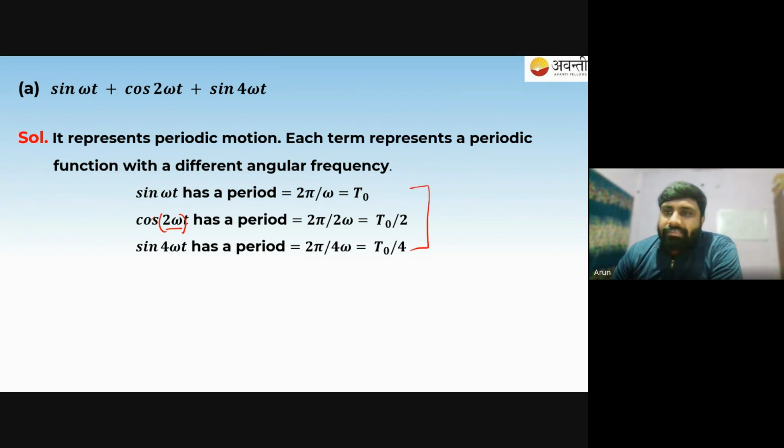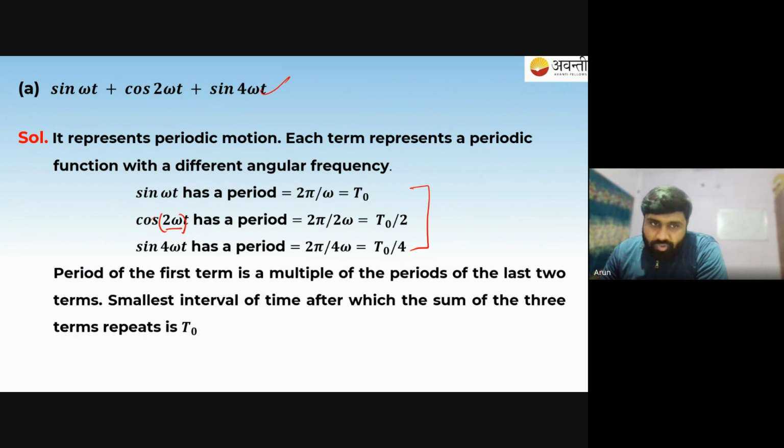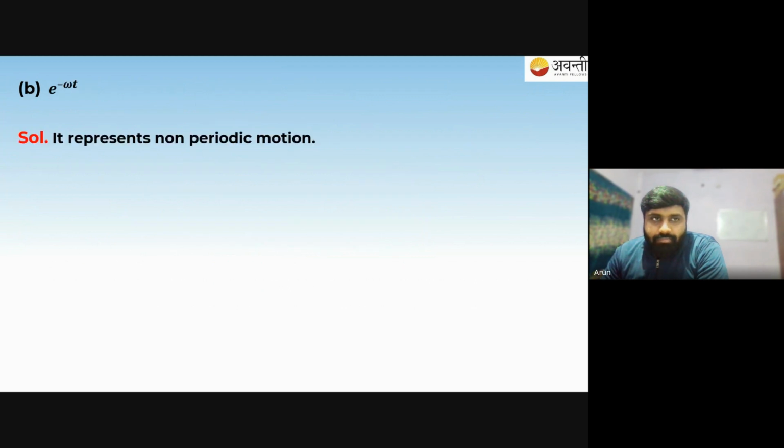So in the question, they will ask you what is the combined time period of this function. So you need to take the LCM in this. The LCM of this will come out to be T naught. So T naught is the time period of this complete function. But if you talk about this function, e raised to the power minus omega t, it is a non-periodic function, because as time passes, the value of e will increase and not repeat itself. So this is non-periodic motion. Got it?